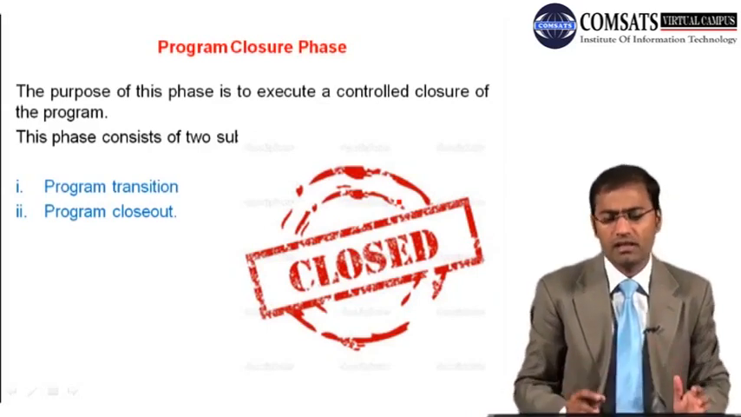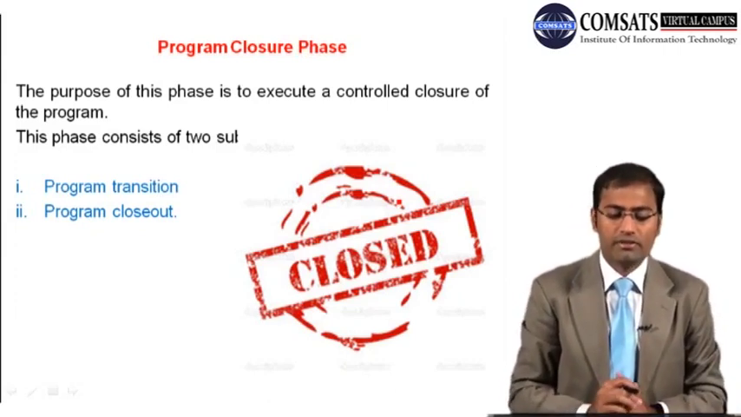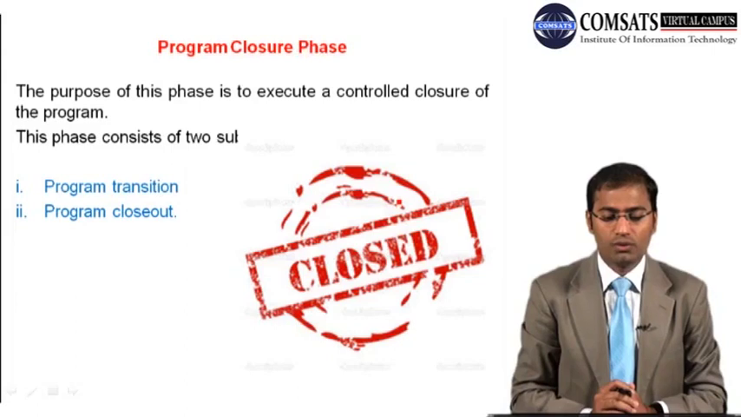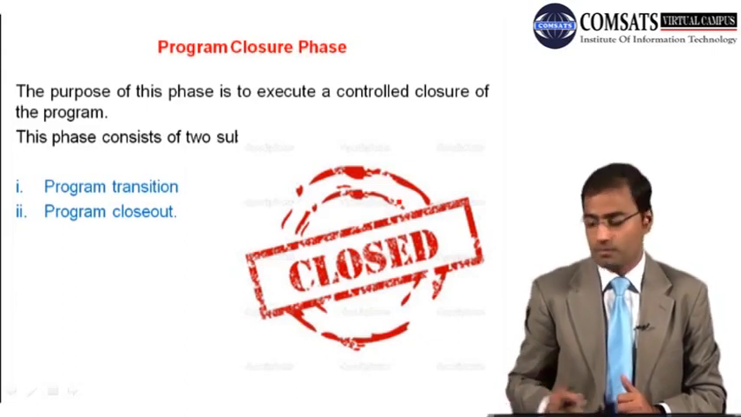And then the third phase is the program closure phase. The purpose of this phase is to execute a controlled closure of the program. This phase consists of two sub-phases, and that is program transition and program closeout.